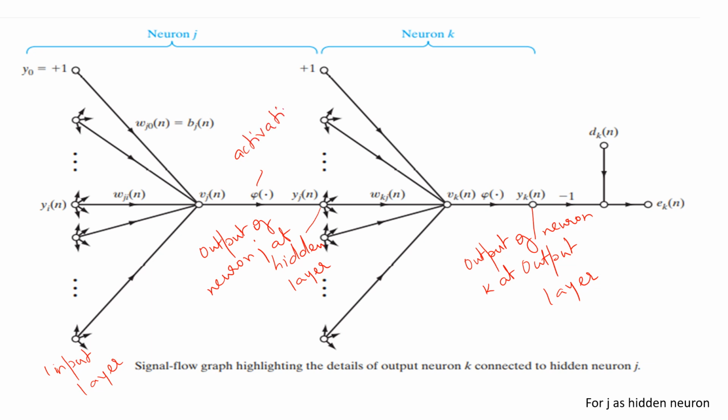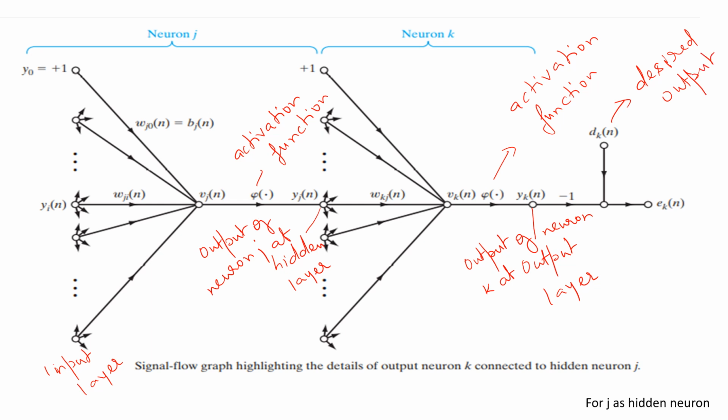This activation function may be the same or may be different. Please mind it, it's not mandatory that all activation functions are the same. We have written the same name for the activation function, but this is a general symbol for activation function. This is my desired output. Using this desired output, I'll calculate the error. This is the error at neuron K.